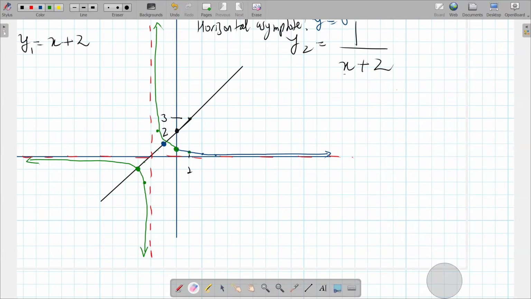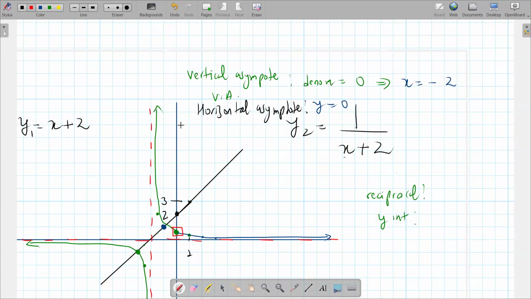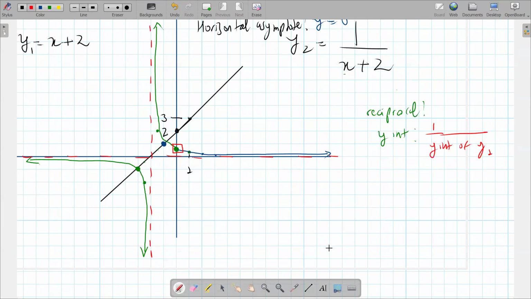Let's see what we noticed. Let's talk about the properties. For the reciprocal function, how do we get the y-intercept? How do we get this point? You take the y-intercept of your function. Like here, it's x plus 2. We know the y-intercept is 2 just from the equation itself. You just flip it upside down. So it's 1 over the y-intercept of y.